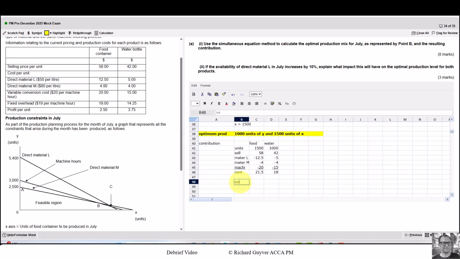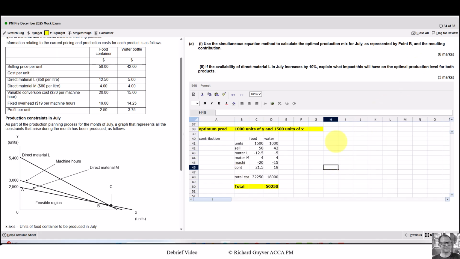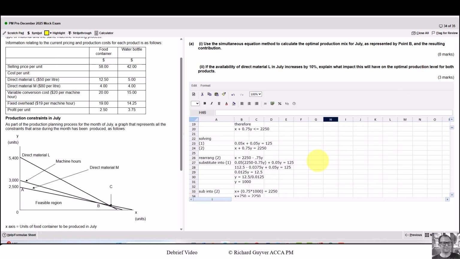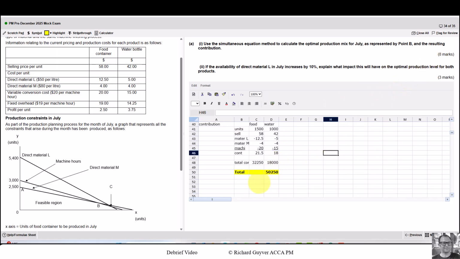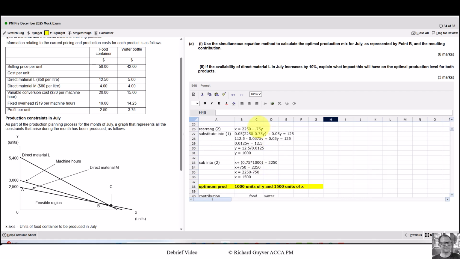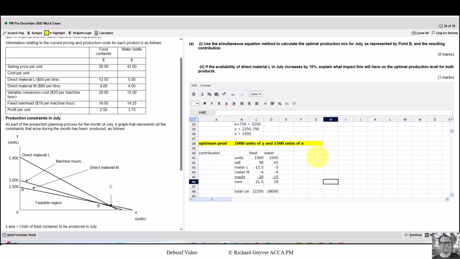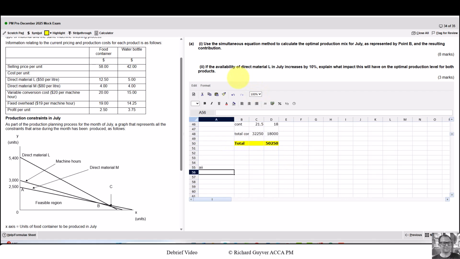So then the total contribution equals contribution per unit multiplied by the number of units. And so then the overall contribution is adding those two together. Okay, so that's 8 marks. Quite a few stages there, but I think it's doable within the time as long as you're comfortable with the rearranging and the substitution of simultaneous equations. A2, if the availability of direct material L increases by 10%, what impact will it have on optimum production level for both products?